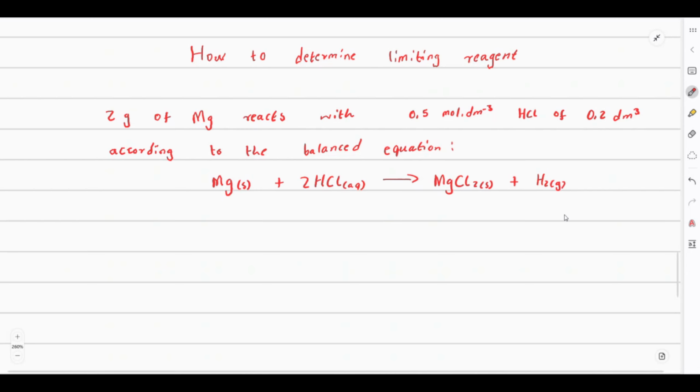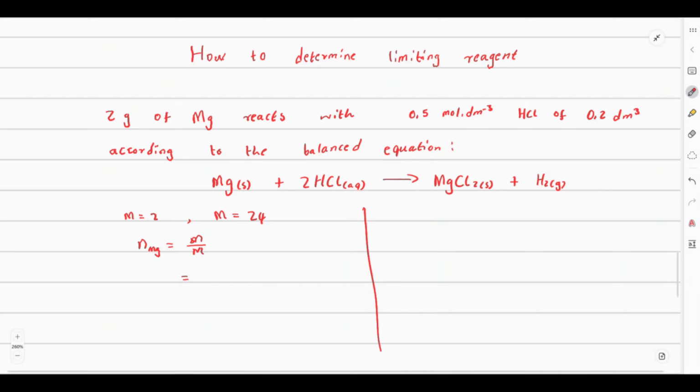Now what you're going to do is calculate the number of moles of both the magnesium and the hydrochloric acid. For the magnesium, I'm going to divide my page into two. For the magnesium, Mg, I have the mass. I can also have the molar mass of magnesium from the periodic table, and the molar mass is 24. So I can find the number of moles using the formula: number of moles of magnesium is equal to mass over the molar mass.